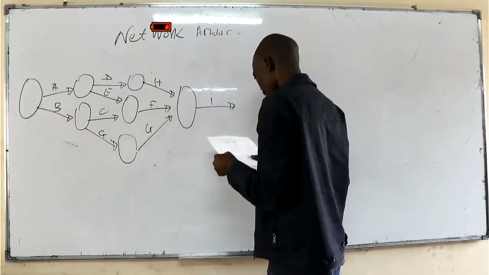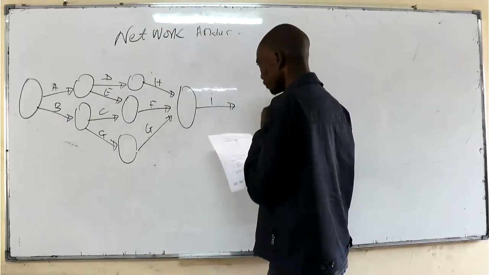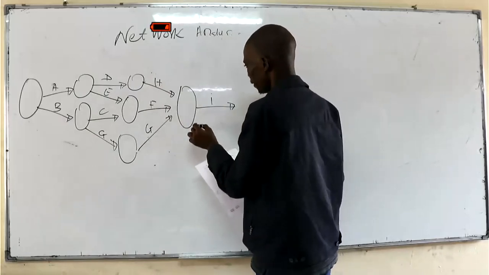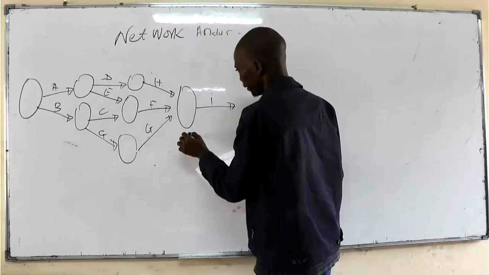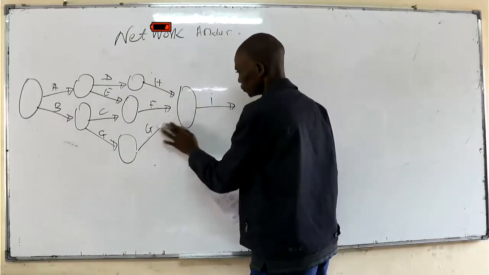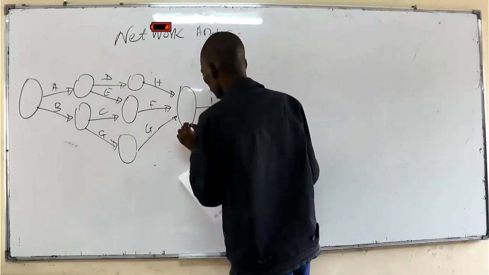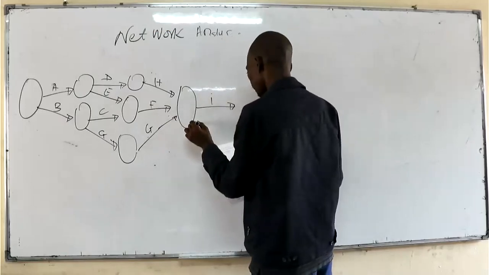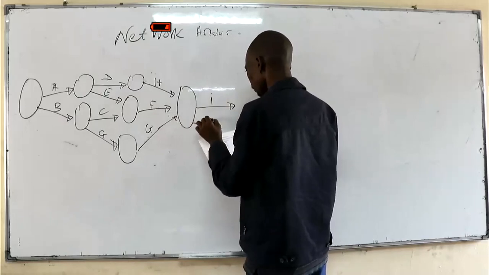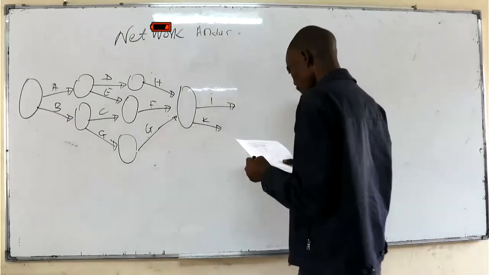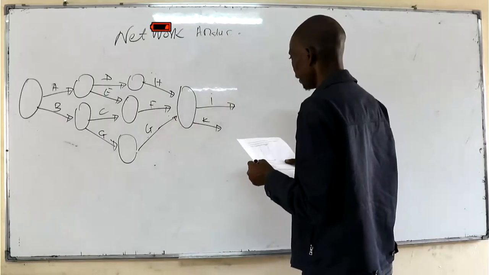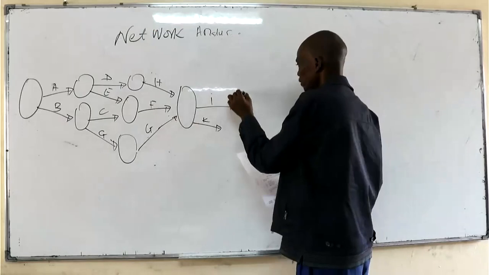Then for K to start, G must end. So G is actually ending there, and this is starting K. For L to start, I and K must end. So these are ending at the same time.